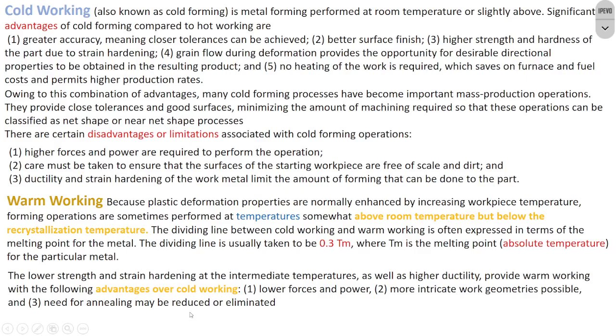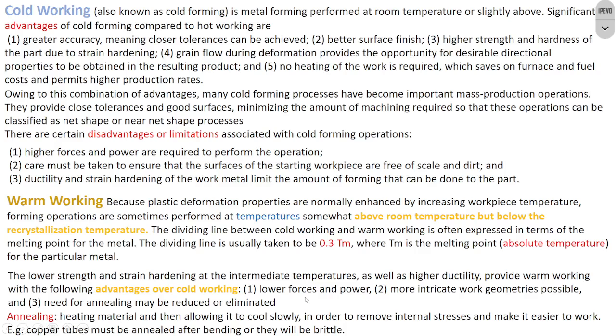Advantages of warm working over cold working: lower forces and power, more intricate work geometry is possible, and the need for annealing may be reduced or eliminated. What is annealing? Annealing is heating material and then allowing it to cool slowly in order to remove internal stresses and make it easier to work. For instance, copper tubes must be annealed after bending, or otherwise they will be brittle.